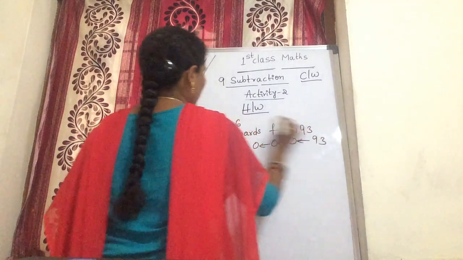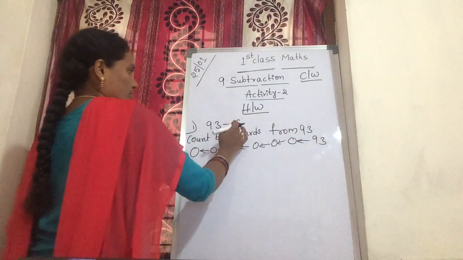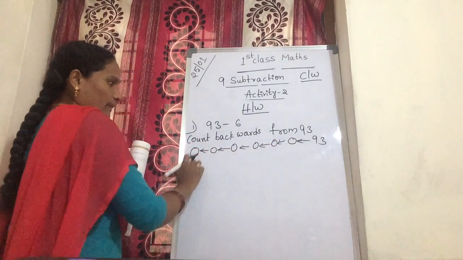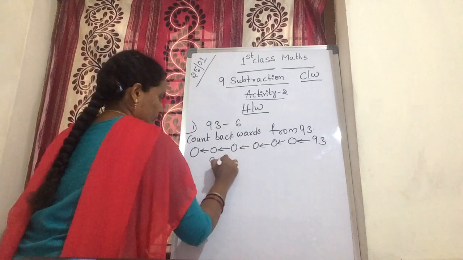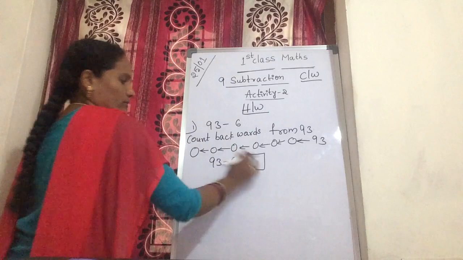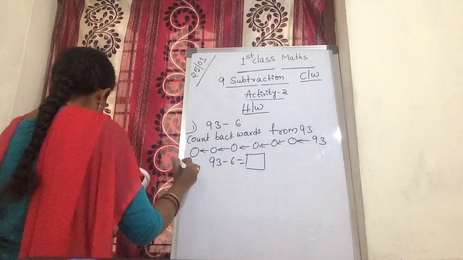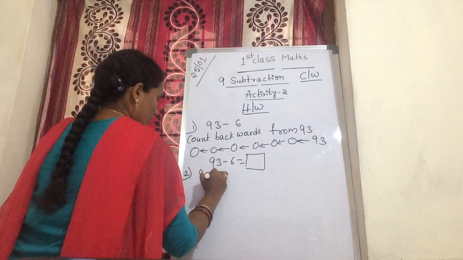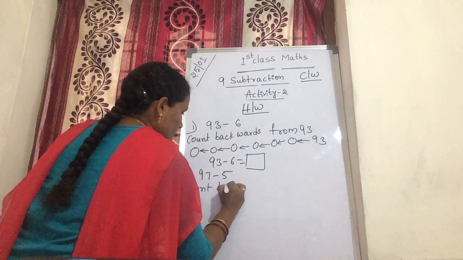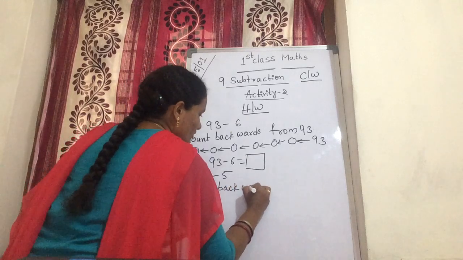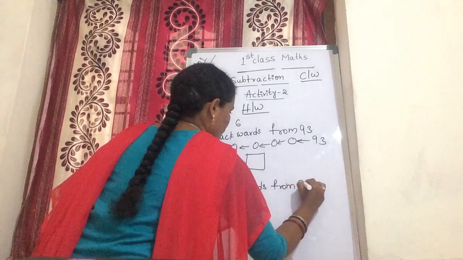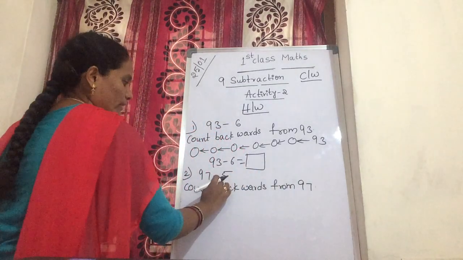Because here what is the question? 93 minus 6. So you write 6 times: 1, 2, 3, 4, 5, 6. Okay. You will write this and write in this. Whatever answer you get, write your answer in this box. Okay. Now one more problem. 97 minus 5. Now this is also backward counting, Amma. From 97. Here repeating how many times? 5 times.